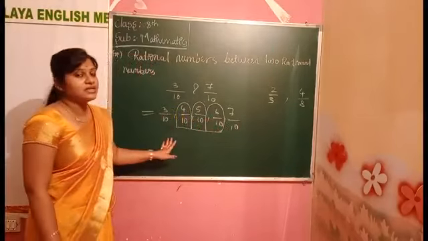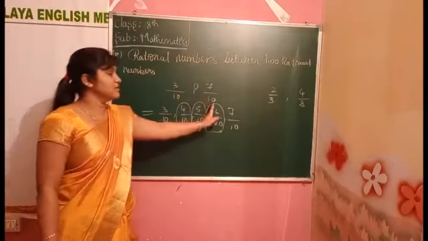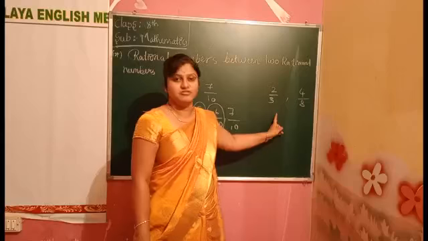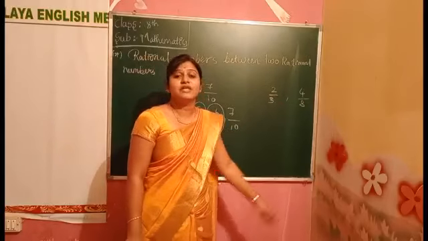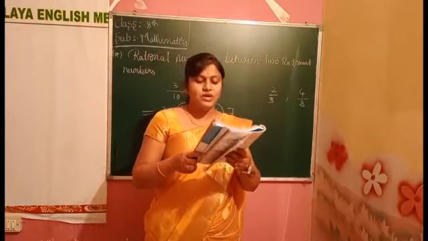When the denominator is the same, we can directly write the answer. When the denominator is different like this, we have to find the LCM. After that we have to do the procedure. Understood now how to write?